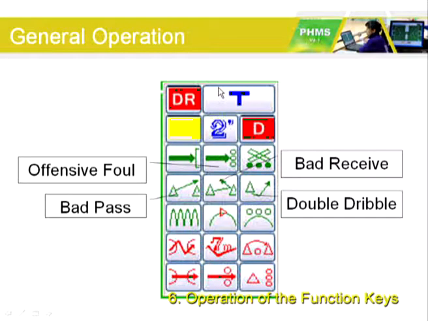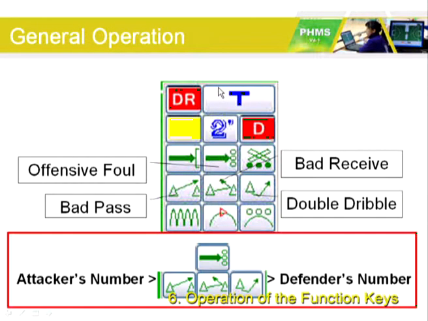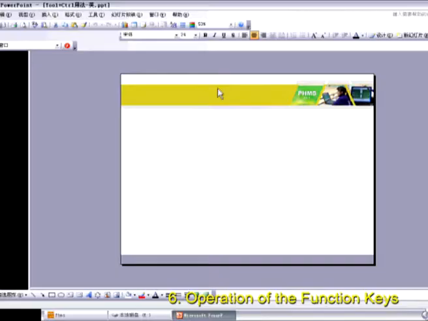Okay, let's move on to the next function keys. We can see 4 function keys here: offensive foul, bad pass, bad receive, and double dribble. We list all the 4 function keys here together because they take the same recording order as the following. It's the attacker's number plus the function key, and last is the defender's number. So we can show you in the interface.